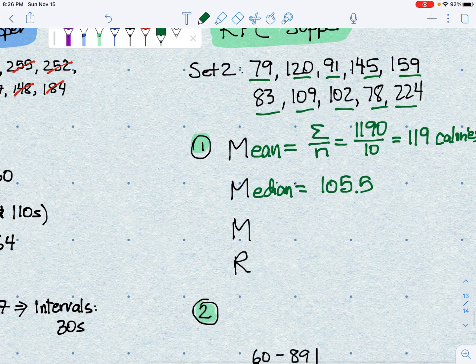Okay, mean, median, and then mode. Well, there is no repetition, so there is none. I do want to point out, though, that in this set, I do notice that there's 2 that are in the 70s. So I've got 2 that are in the 70s and 2 that are in the 100s. So even though I don't have individual modes, I do have 2 little groupings going on.